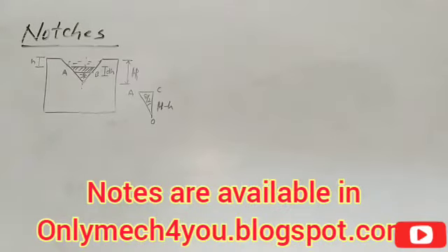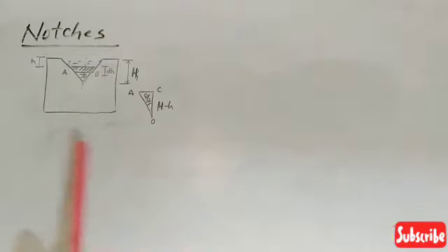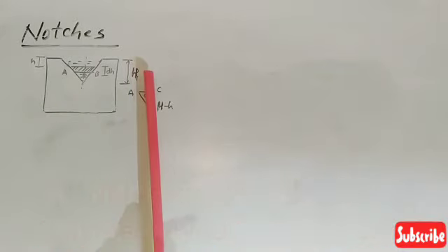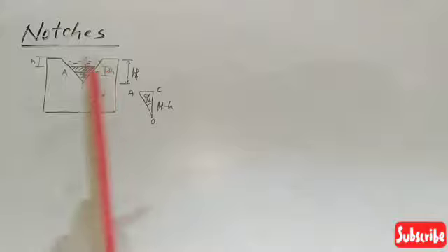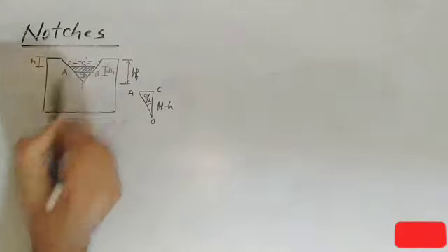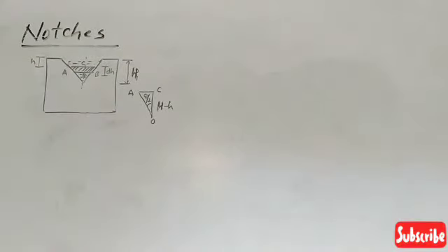So let us derive the discharge through the rectangular notch. Let us consider a rectangular notch, as shown in the figure, which is having a head of water H, and the angle of this notch is theta. I will consider the half section. I will take this as a point C. So I have considered half of this section.